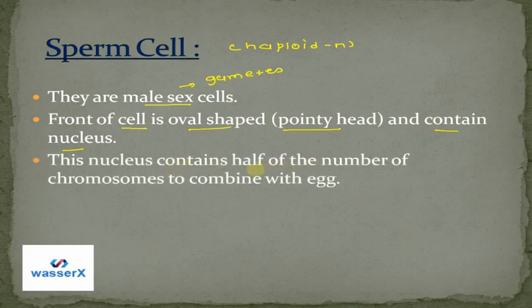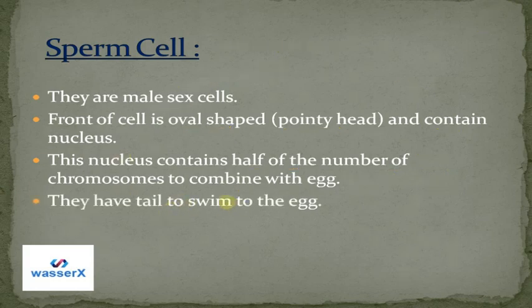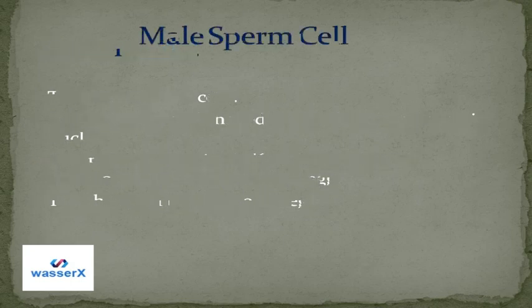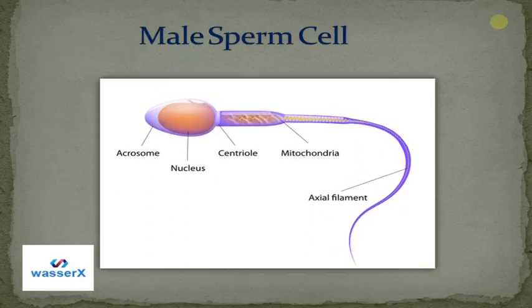This nucleus contains half the number of chromosomes to combine with the egg. That means the nucleus of the sperm cell will have haploid chromosomes or N chromosomes, and the egg cell will also have N chromosomes, and both will bind together to form 2N cells. And they have a tail to swim to the egg. So male sperm cells look like this. These are the different parts of male sperm cells.